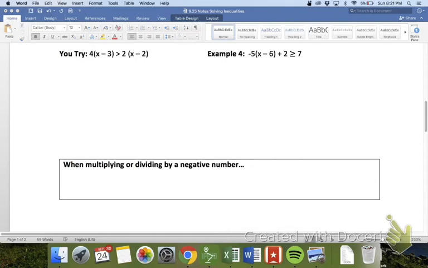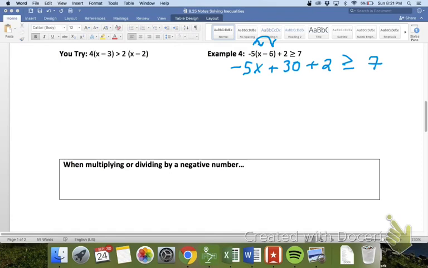So in example 4, we're going to look at what the one exception is to how we can use our properties of equality. So we have -5 times x minus 6 plus 1 is greater than or equal to 7. I'm going to start this the same way I've been starting my other examples, trying to get my x value by itself. I see I have some parentheses, so I could think to distribute the -5 into the parentheses. So that would give me -5x. -5 times -6 would be positive 30 plus 2 is greater than or equal to 7.